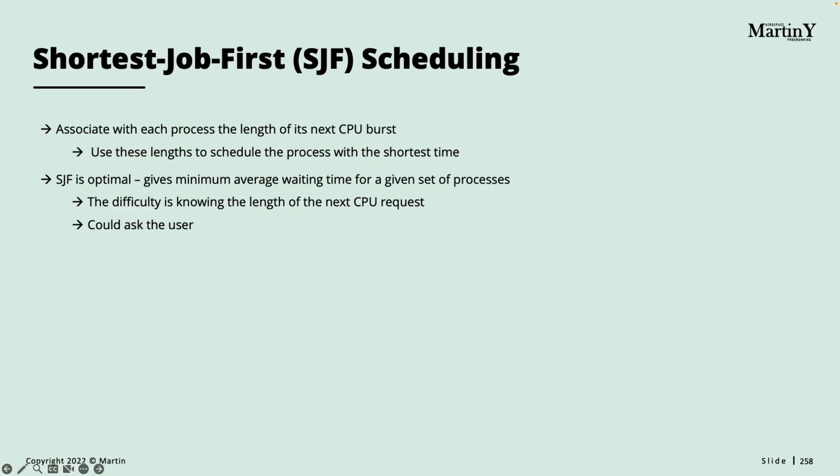Okay? So this is exactly an algorithm where we measure the burst time of the processes and we run those with less burst time first. Okay, so what issues might we see with this type of scheduling?